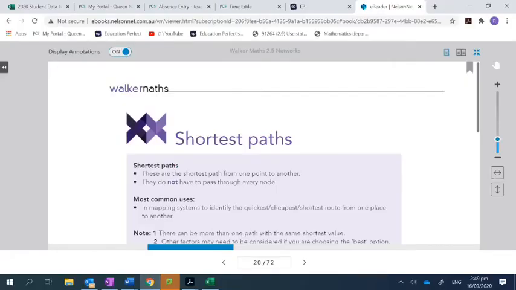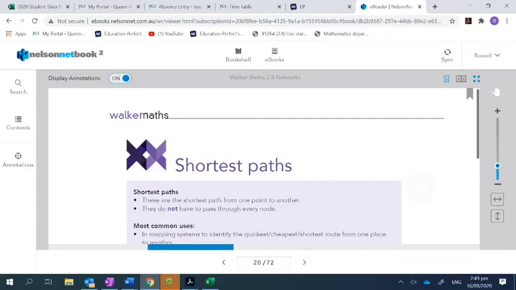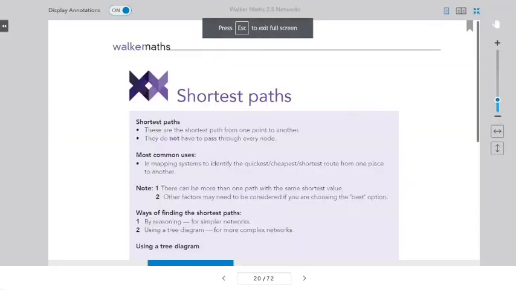and look at a few of these. So, first thing you'll see there is the definition of shortest path is simply the shortest path from one point to another. What you need to remember is that you do not have to go through every node to find the shortest path. You can go through as few places as possible, as long as you're finding the shortest possible route. A lot of times these are used for mapping out the shortest possible routes between places, or the cheapest way, the shortest route. And you can have more than one path with the same shortest value.